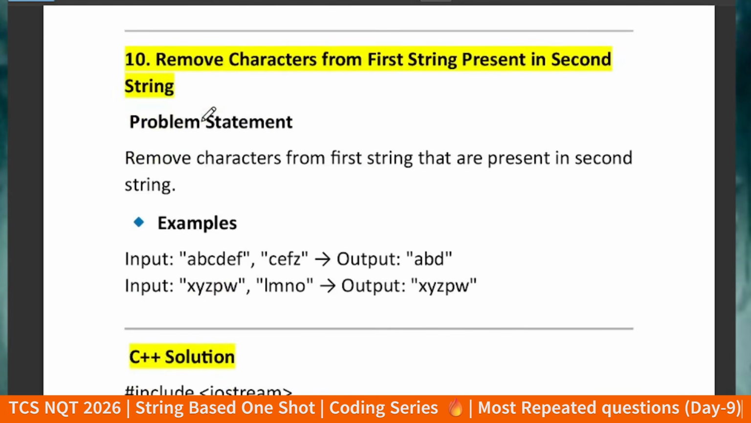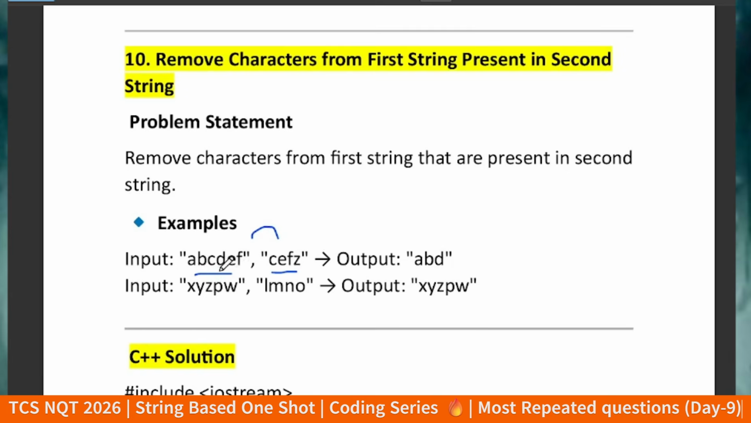Alright, coming to our next question, that is question number 10. So here you have to remove the characters from the first string that are present in the second string. Okay, example में क्या बोल रहा हूँ, suppose आपको input दिया हुआ है ABCDEF and the second string is CEFZ. So whatever characters are present in the second string, you have to remove all those characters from the first string. कंफ्यूजिंग नहीं आपको होना चाहिए.